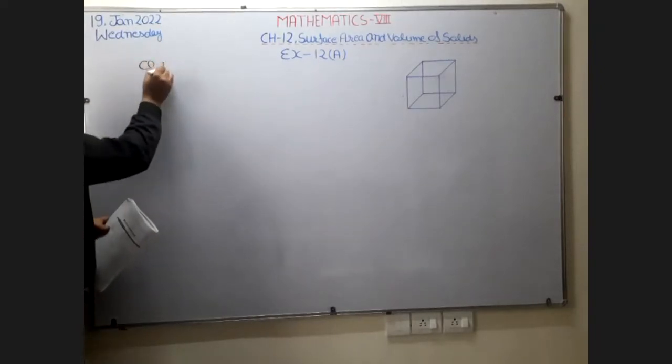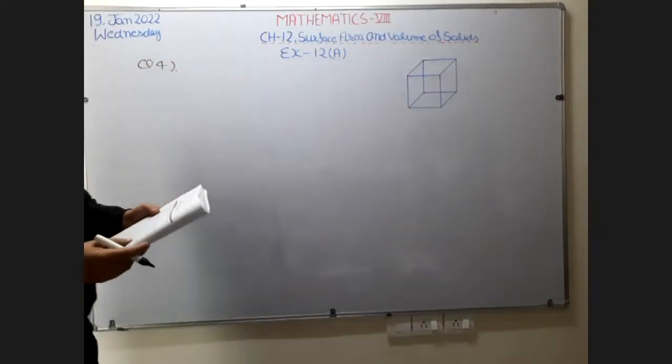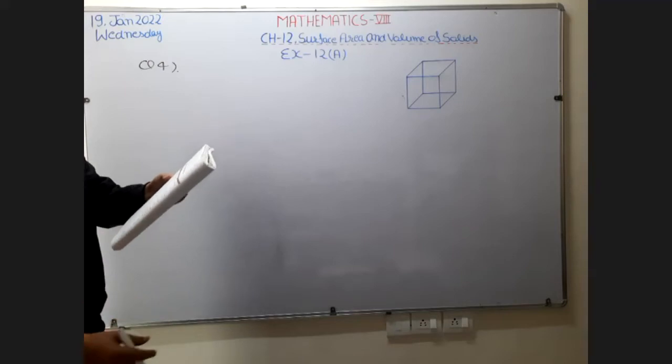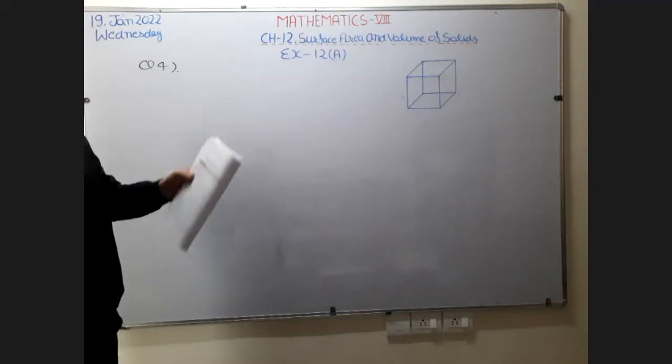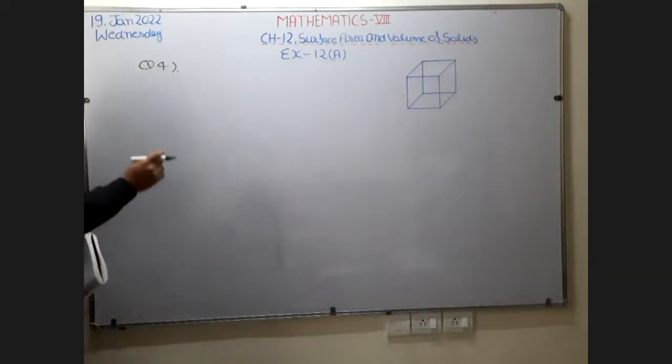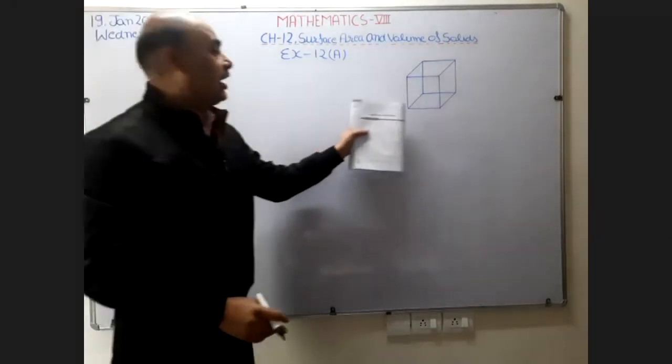So in question number 4, what is given? The perimeter of each face of the cube is given. Perimeter of each face of the cube is 32 centimeter. Now, who will tell what is the shape of the edge of the cube?